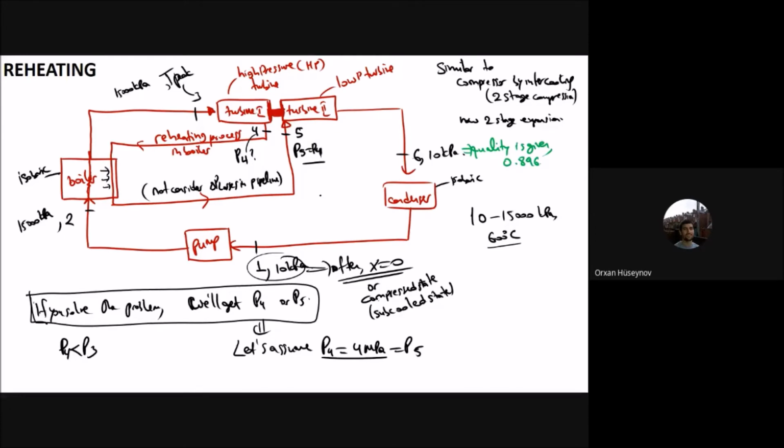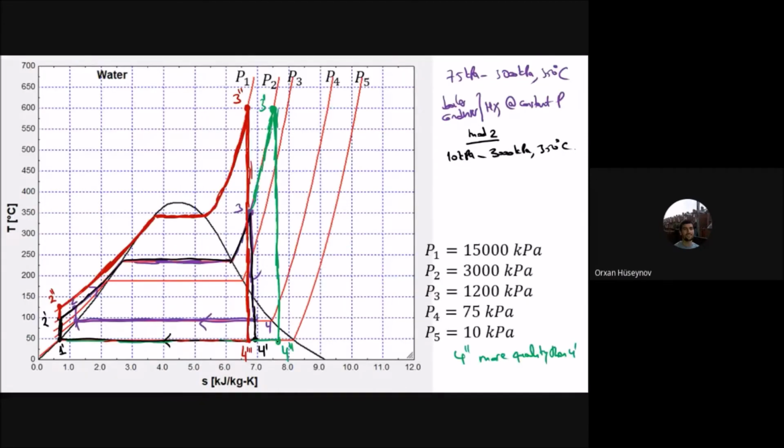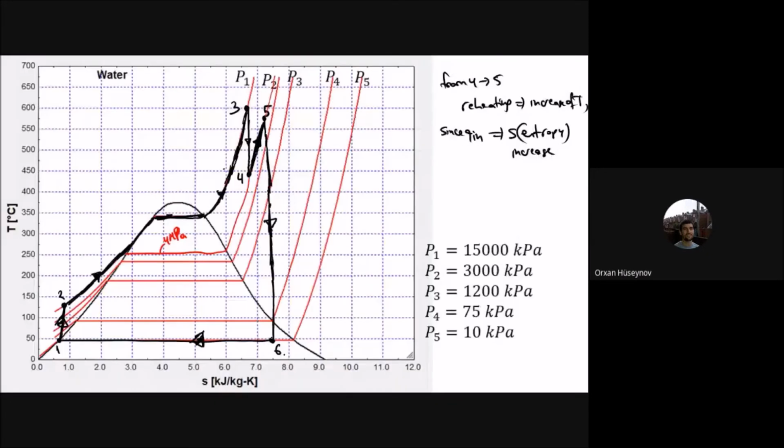Good. So this is one more part of the cycle. We're using reheating, and this reheating also, if you can notice it here, increased the quality here. At the beginning, quality was here. Where is that? Here. This one was the last modification. But now the quality has increased to this point here.